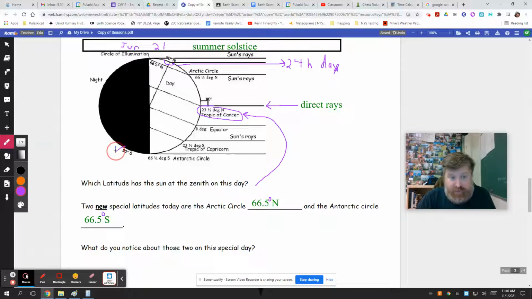There's a movie called March of the Penguins. It's kind of neat. I suggest it. And they show this, that it's just dark. It's just night for like 6 months. 24 hours dark.